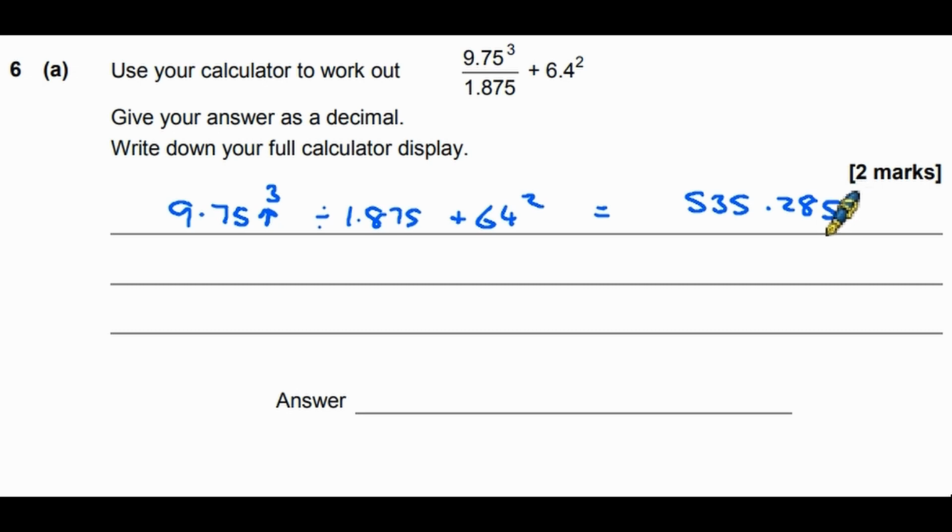535.285. Now, many calculators do give the answer as a fraction. That's probably going to be an acceptable answer, but best to press the S to D button and get the decimal answer so you can write the digits that you see on your screen.